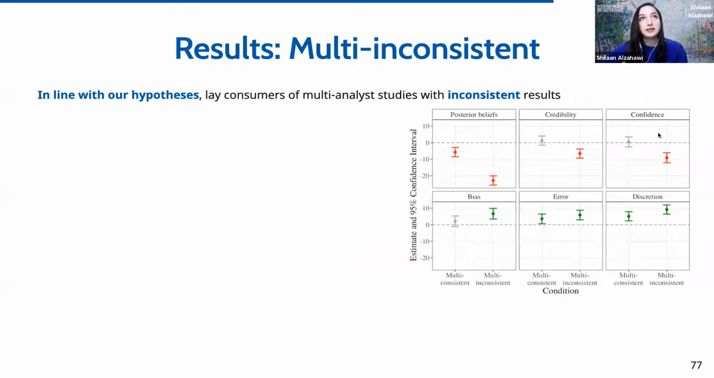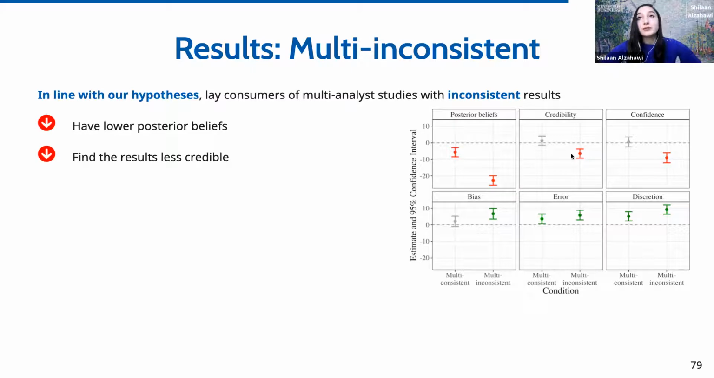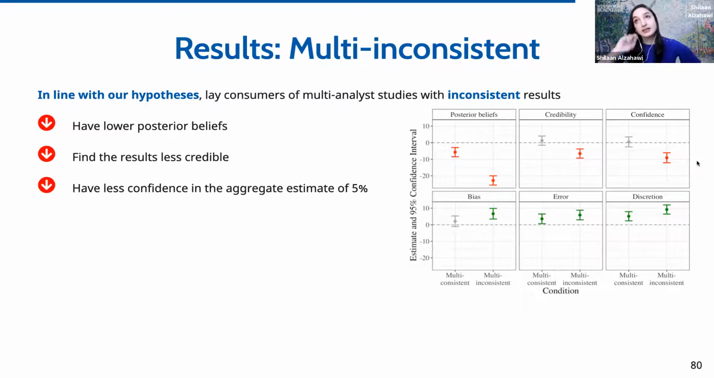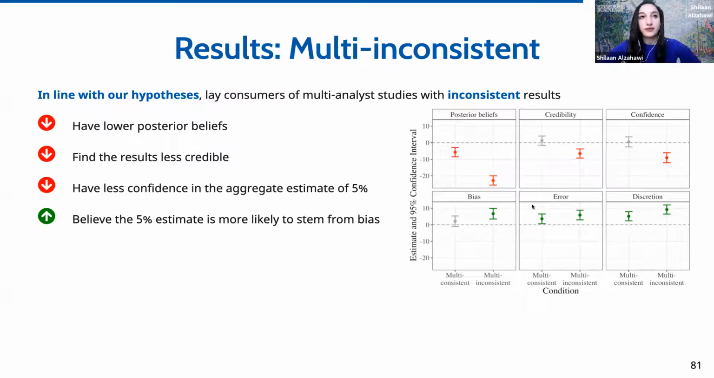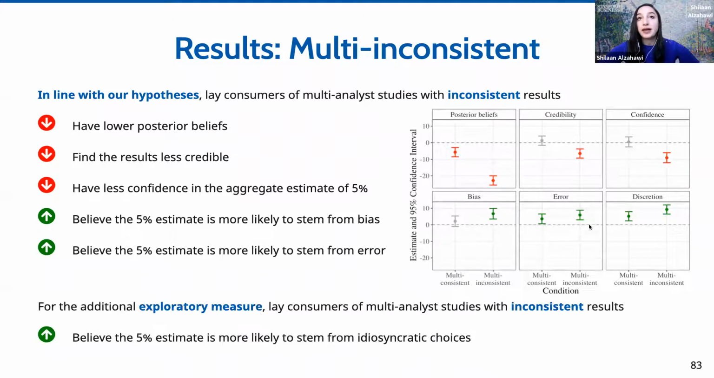In line with our hypotheses, we found that lay consumers of multi-analyst studies with inconsistent results have lower posterior beliefs, and that's the estimate that you can see over here, which is a decrease of about 20 percentage points in their posterior beliefs. They also found the results less credible, had less confidence in the aggregate parameter estimate of 5%, and believed that the 5% estimate was more likely to stem from bias, from error, and from discretion.